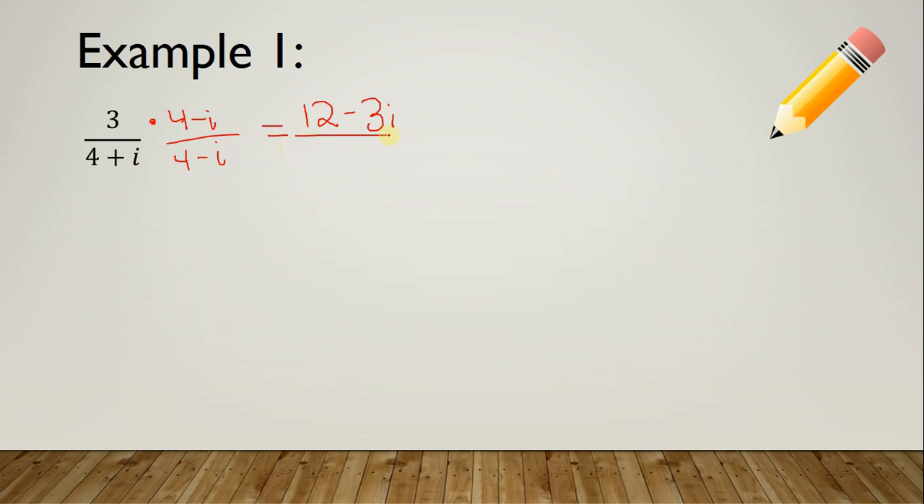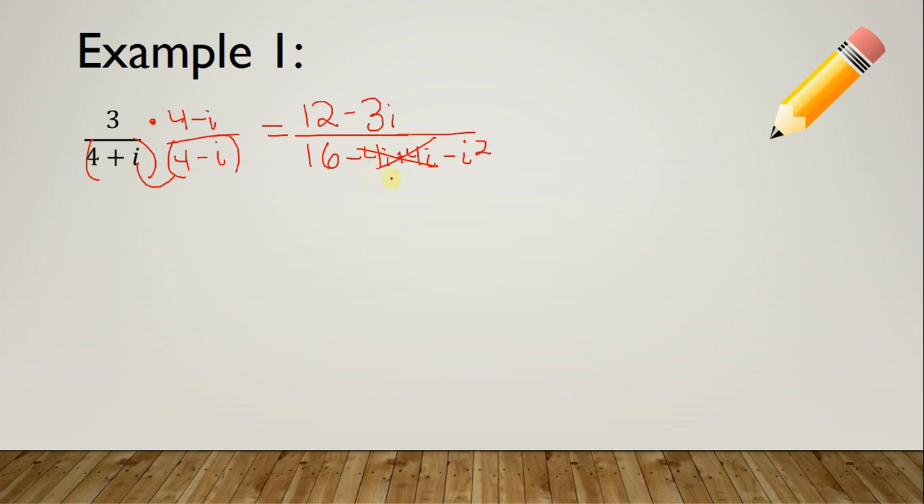And then let's distribute our denominators here. Put some parentheses. 4 times 4, that's 16. 4 times negative I is negative 4i. I times 4, that's a positive 4i. And I times negative I, that's negative I squared. Oh, look at that. Negative 4i and a positive 4i. Those guys cancel off. Woohoo! That should always happen. Keep that in mind.